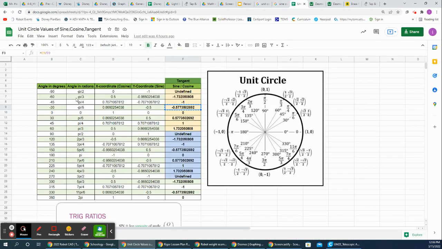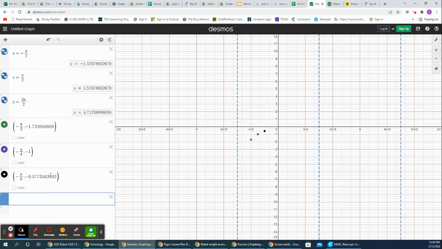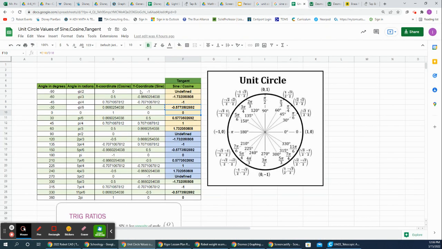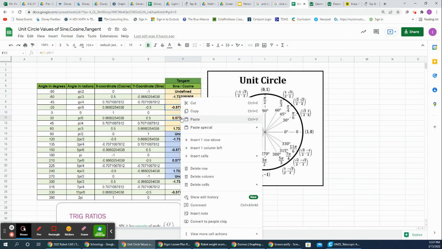Next, 0, 0. So that one's easy. Let's just do 0, 0. Okay. Next, pi over 6, and then we got this value right here.